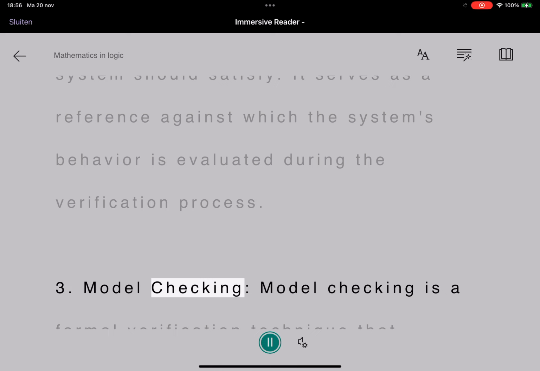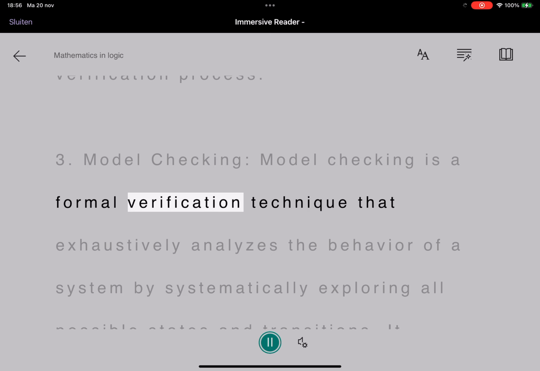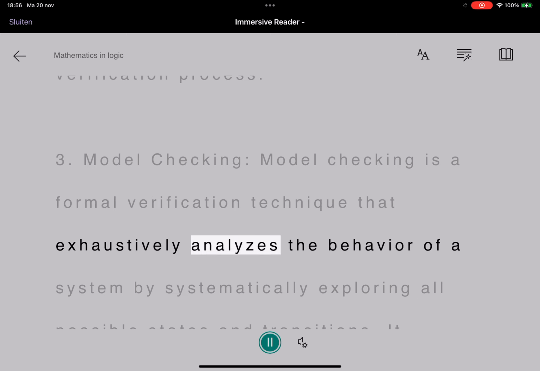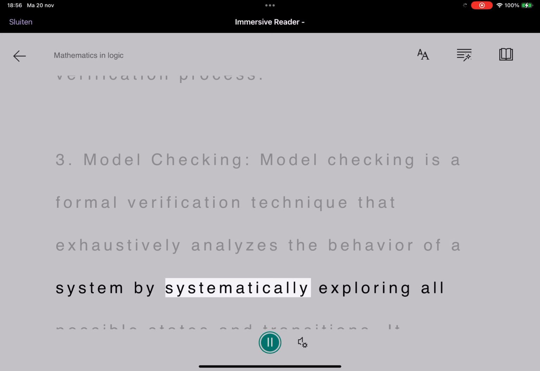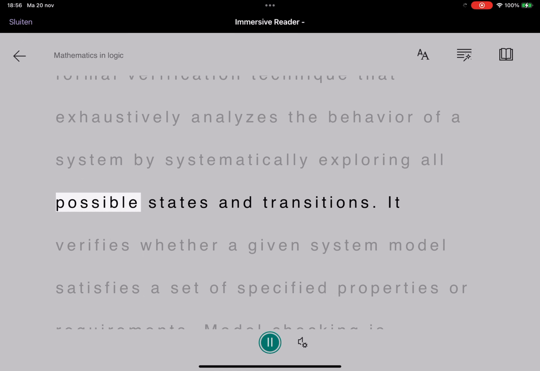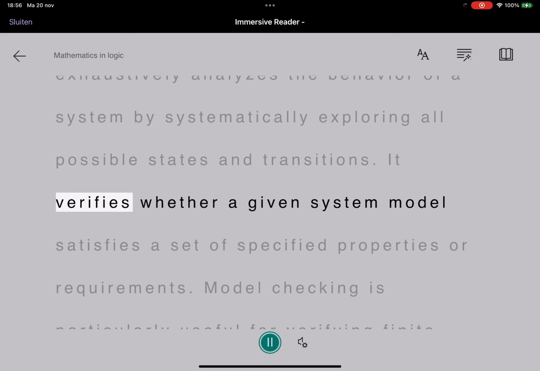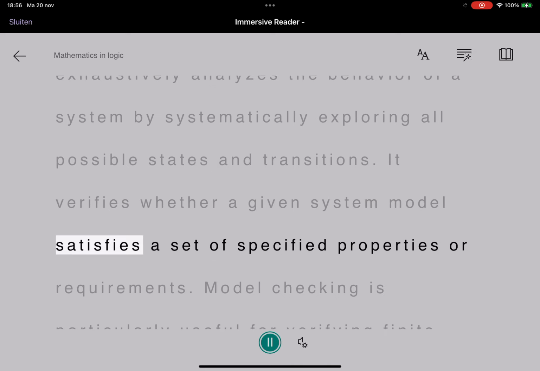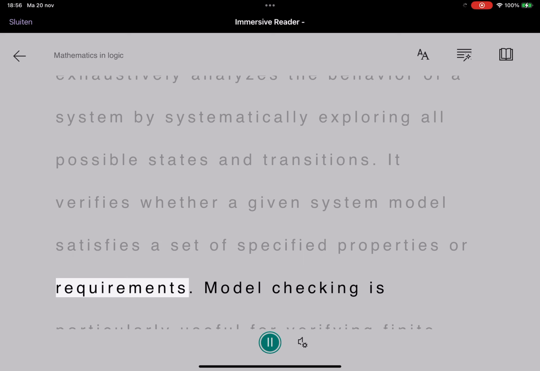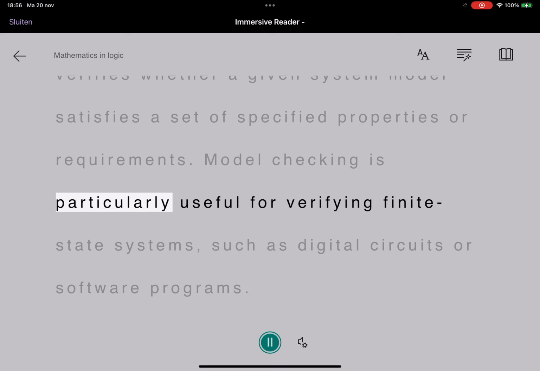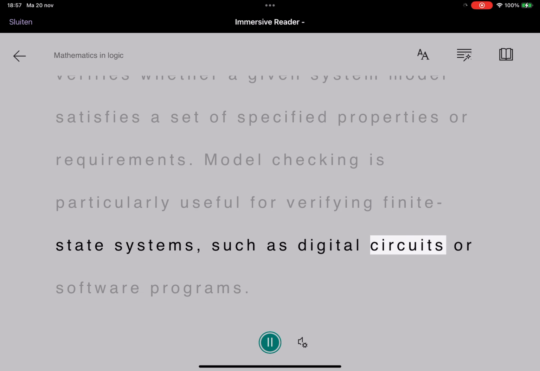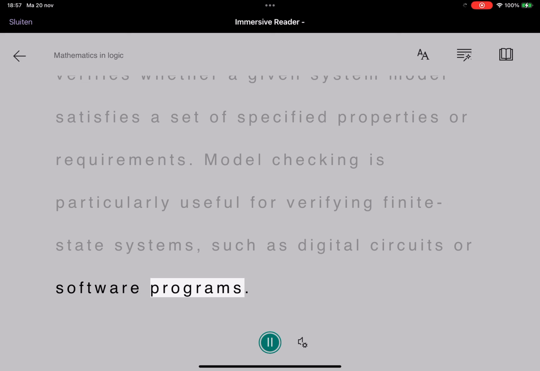3. Model checking. Model checking is a formal verification technique that exhaustively analyzes the behavior of a system by systematically exploring all possible states and transitions. It verifies whether a given system model satisfies a set of specified properties or requirements. Model checking is particularly useful for verifying finite state systems, such as digital circuits or software programs.